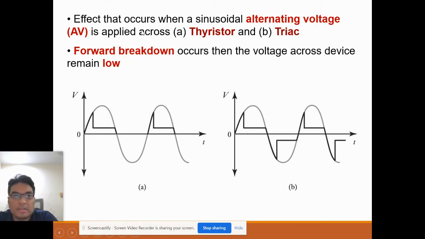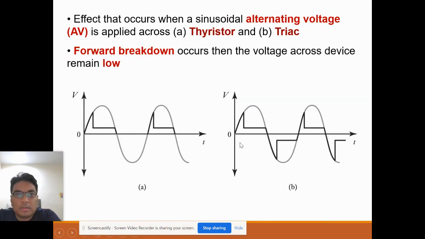This is the effect that can occur when the sine wave of the alternating voltage is applied across the thyristor and triac. For the thyristor, you can see it can only cut the voltage down to a certain level, but only in the positive or forward direction. But for the triac, you can see it can react in both forward and reverse directions, or plus and minus directions.